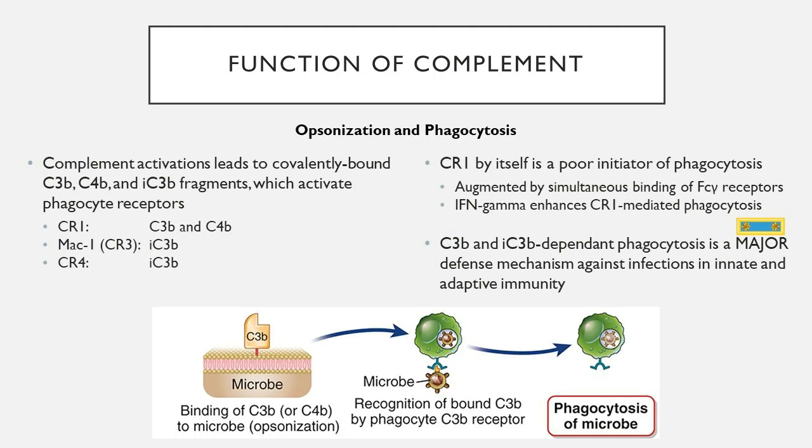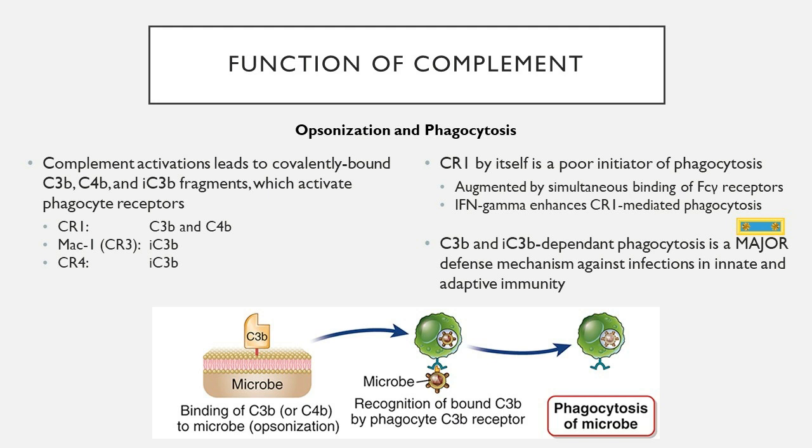So I would say that the three major functions of complement are to promote phagocytosis of microbes, in which complement is activated, to stimulate inflammation, and then to induce the lysis of these microbes. Opsonization is primarily carried out by the C3b, C4b, and the inactive iC3b fragments, which primarily activate the following phagocyte receptors. So CR1, Mac-1 or CR3, and then CR4, which is very similar to CR3. So CR1 recognizes C3b and C4b, and then both CR3 and CR4 recognize the iC3b.